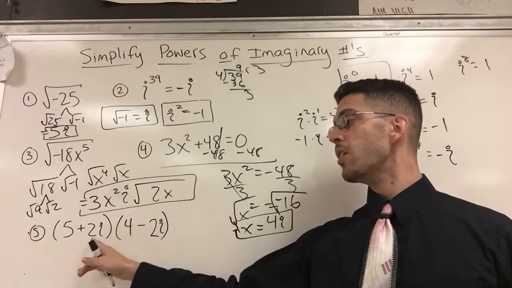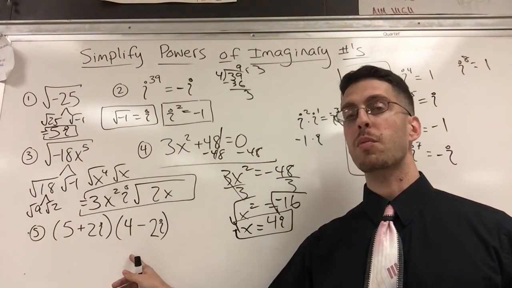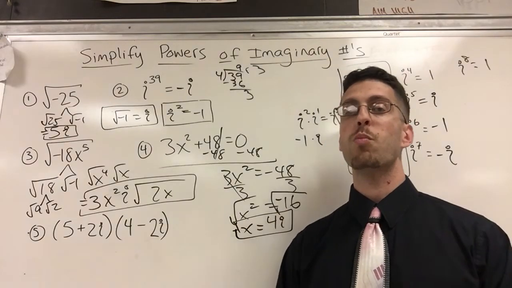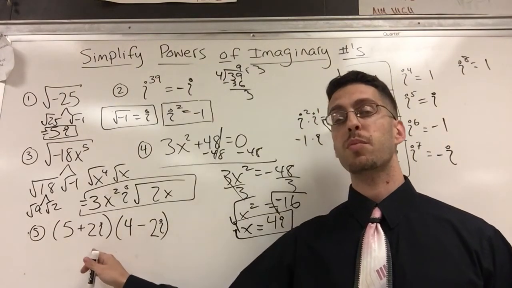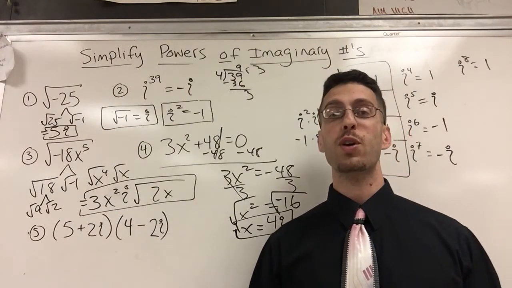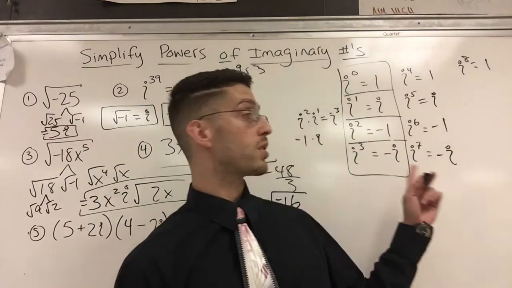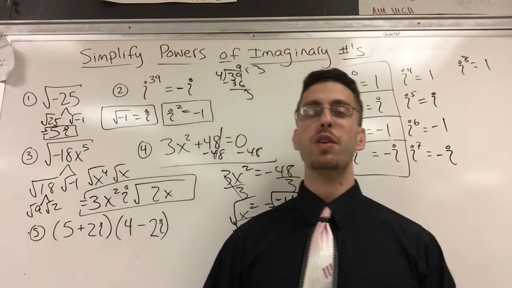Here is another use of i, multiplying, but I'm going to save that for another video. When you multiply what's called complex numbers, you do the same thing, FOIL, and then you use some tricks from over here. All right, see if you can figure it out on your own.